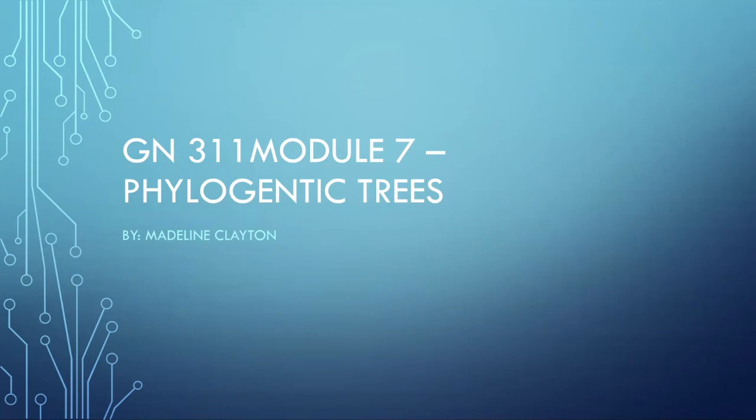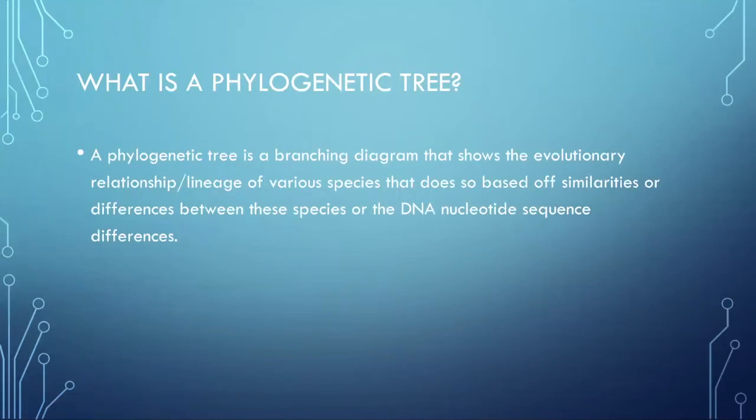And welcome to Genetics 311 Module 7, focusing on phylogenetic trees. So what is a phylogenetic tree? It is a branching diagram that shows the evolutionary relationship or lineage of various species, and it does so based off similarities or even differences between these species. A lot of times it can use the DNA nucleotide sequence, find the differences, and then map the tree.